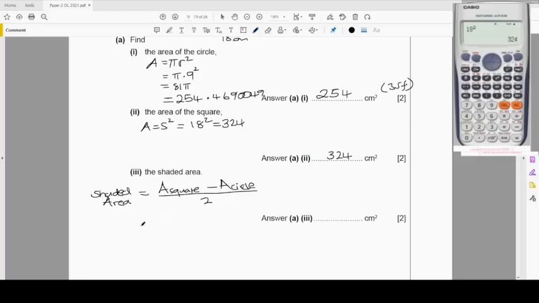Right, so what is the area of the square? This is 324. The area of my circle is 254. And then we divide this by 2. We have 324 minus 254, and then divide this by 2. The answer is 35 centimeters. Centimeters squared, rather.